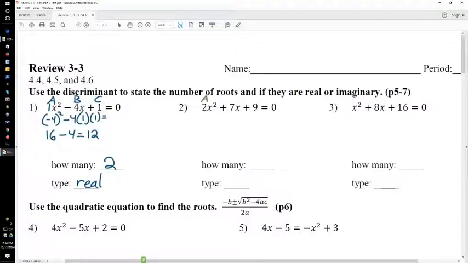We've got a, b, and c. Those are your coefficients. So we start off with b squared, so that's 7 squared, minus 4ac, minus 4 times your a value, which is 2, times your c value, which is 9. 7 squared is 49, minus 4 times 2 is 8. 8 times 9 is, almost lost my head here, 8 times 9 is 72.